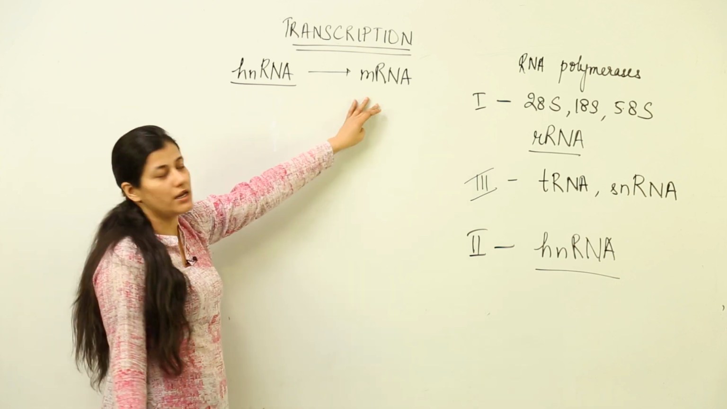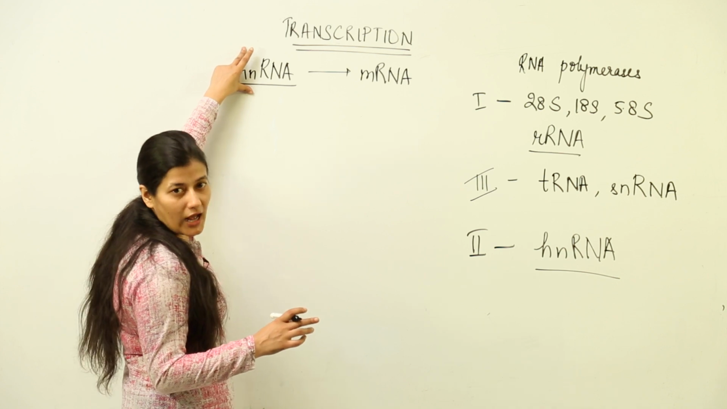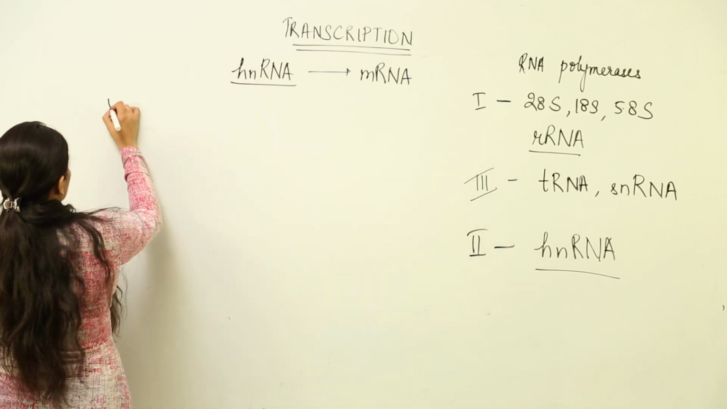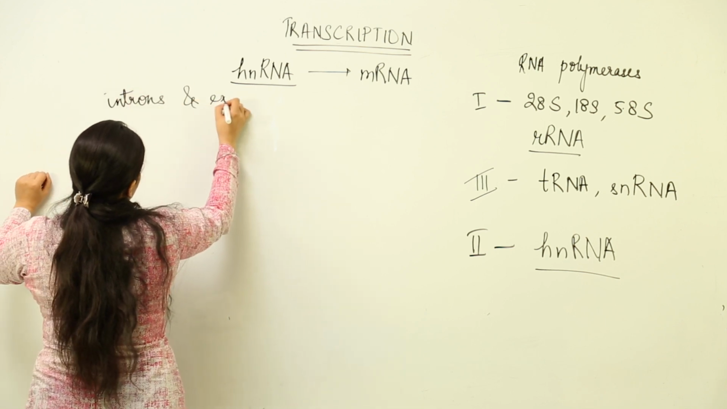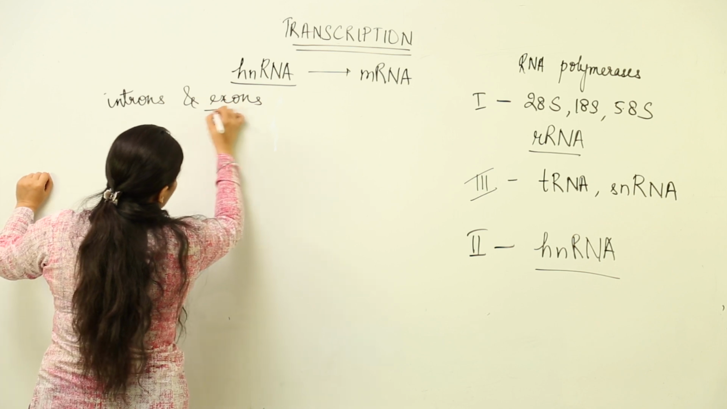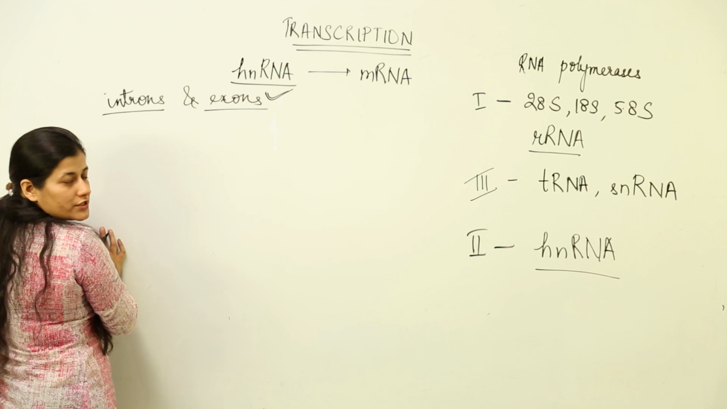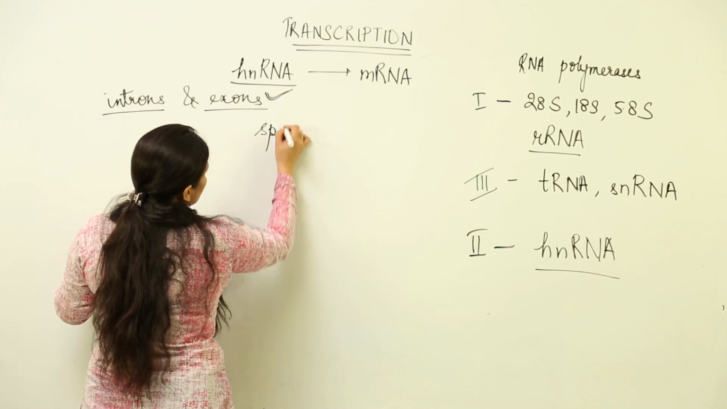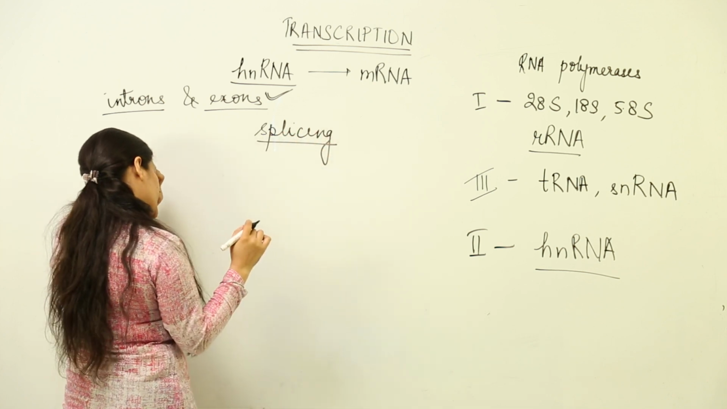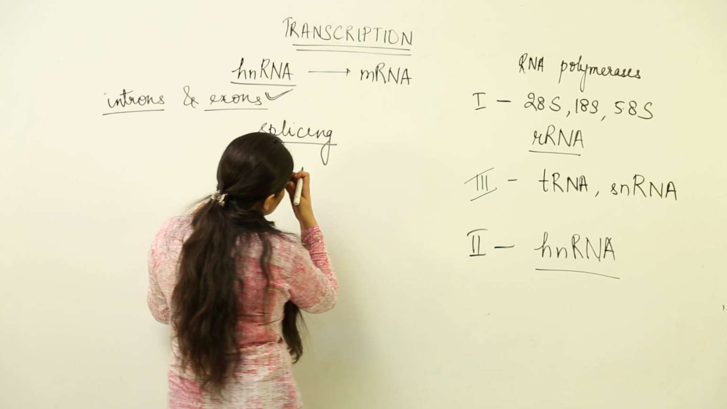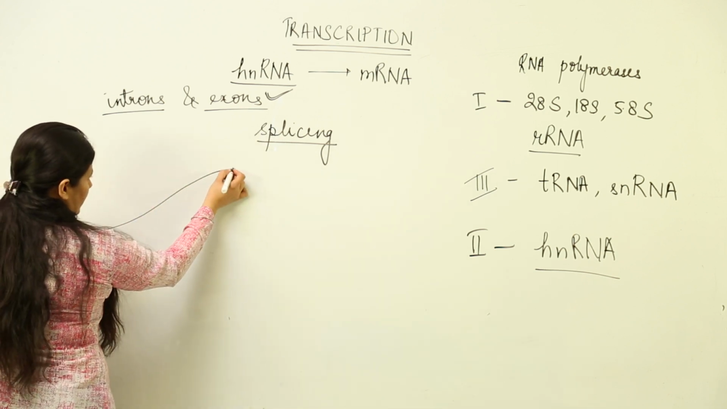So, how do we obtain mRNA? First thing is that this heterogeneous nuclear RNA contains introns and exons. Remember, in the previous lesson we talked about what exons and introns are. Exons are the important ones, introns have to be removed. Now, how will they be removed? They will be removed by the process of splicing. Splicing is done in spliceosomes. How is it done?